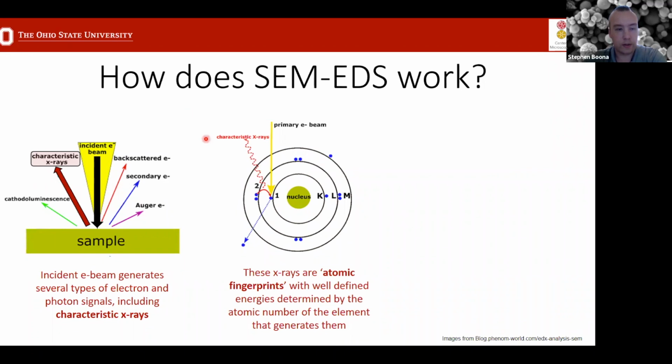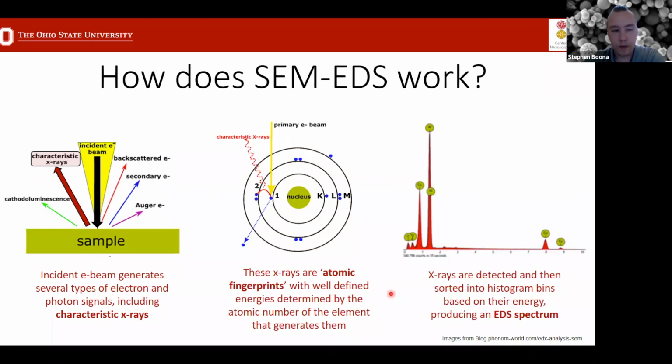What makes them characteristic is that they are essentially atomic fingerprints, if you will, in the sense that the energy of these X-rays is very specific and is determined by the difference in energy between electron levels around the nucleus of the atoms inside of the material. And so if we know the energy of these X-rays, we can work backwards to figure out what element produced them. And that allows us to do some of these different types of composition analyses.